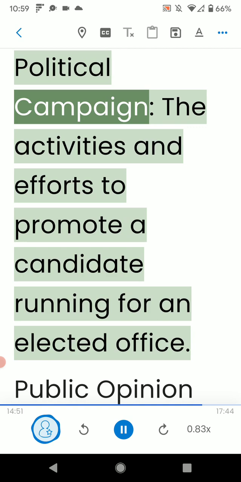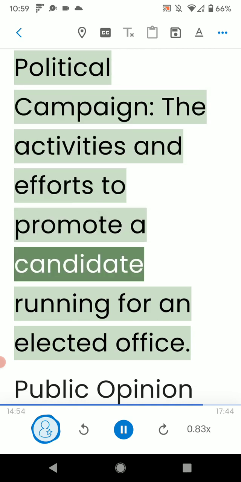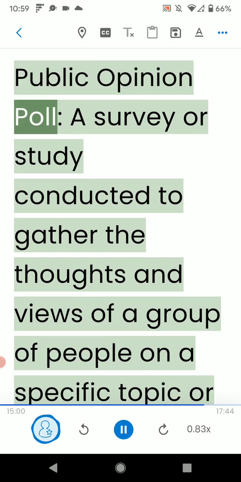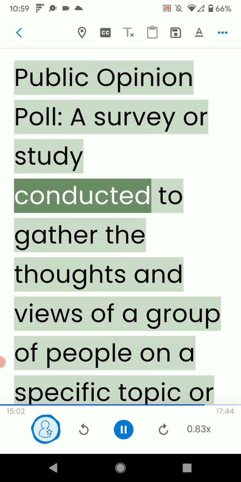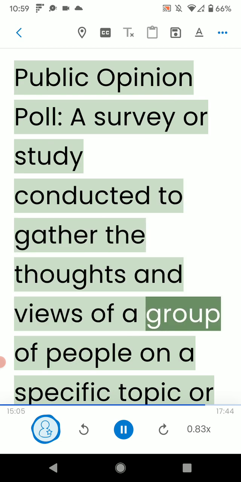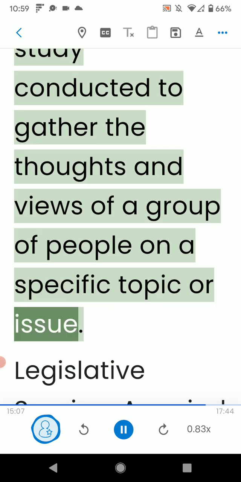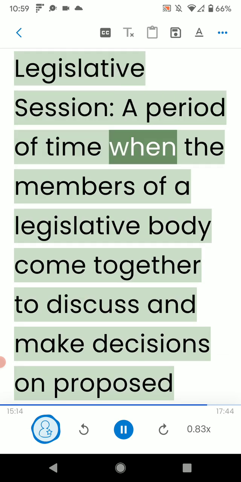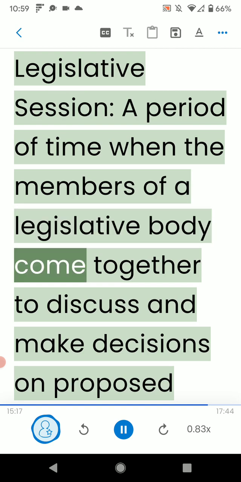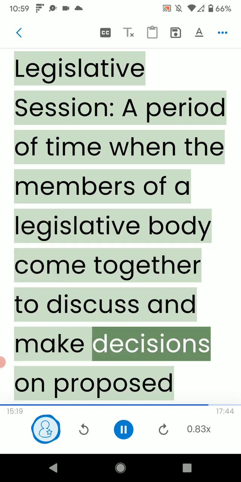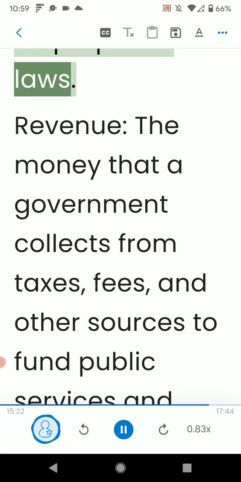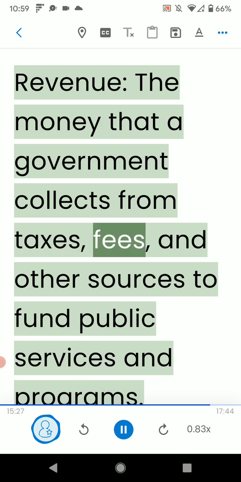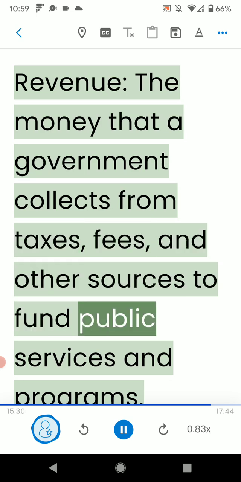Political campaign, the activities and efforts to promote a candidate running for an elected office. Public opinion poll, a survey or study conducted to gather the thoughts and views of a group of people on a specific topic or issue. Legislative session, a period of time when the members of a legislative body come together to discuss and make decisions on proposed laws. Revenue, the money that a government collects from taxes, fees, and other sources to fund public services and programs.